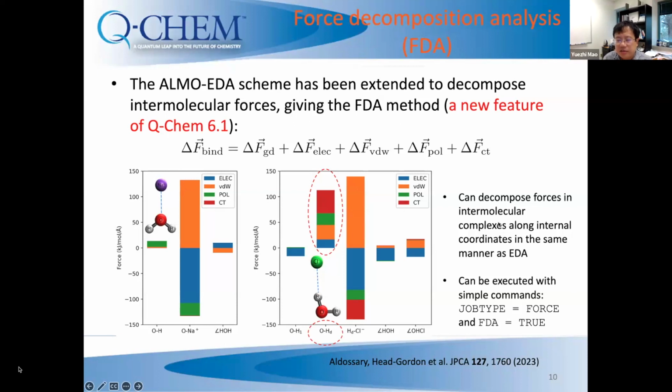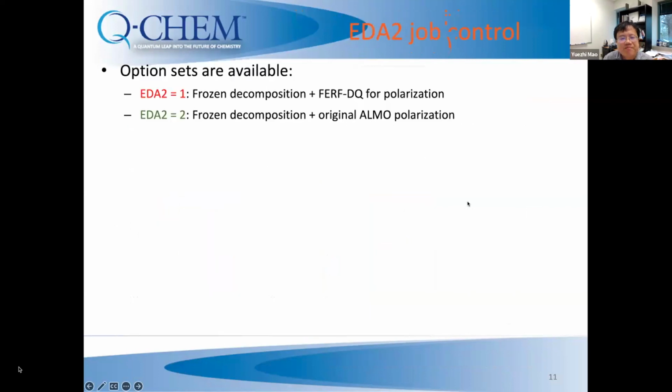So this method can be used to decompose forces in intermolecular complexes along the internal coordinates. The use of internal coordinates makes these forces more chemically intuitive, right? And to run this method is pretty simple. You just need the job type force and FDA equals true in Q-Chem.